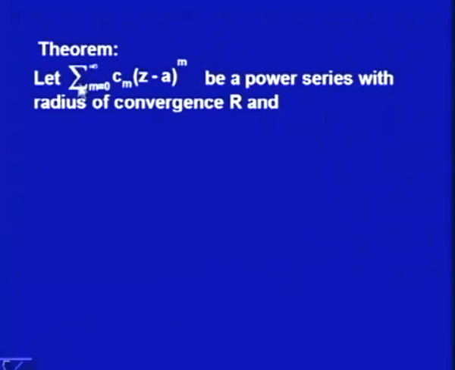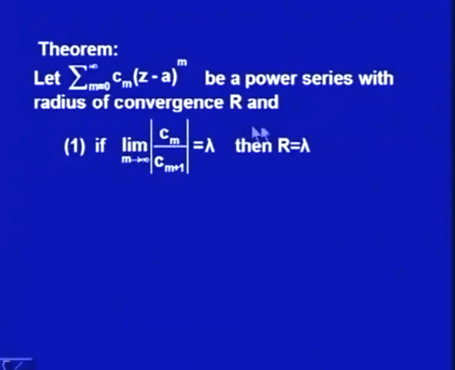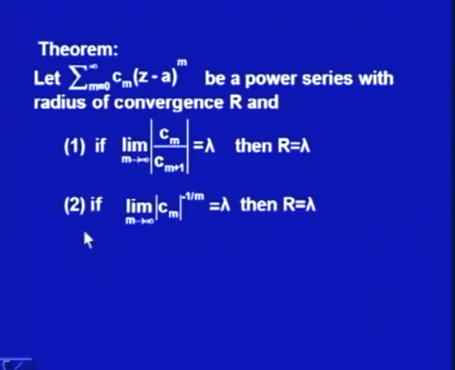This theorem says that if we have a power series centered at a with radius of convergence r, and the limit as m tends to infinity of Cm over Cm plus 1 is equal to lambda, then the radius of convergence of the series is lambda. Also, if the limit as m tends to infinity of Cm raised to power minus 1 by m is lambda, then again the radius of convergence is lambda. I am not giving the proof of these results.